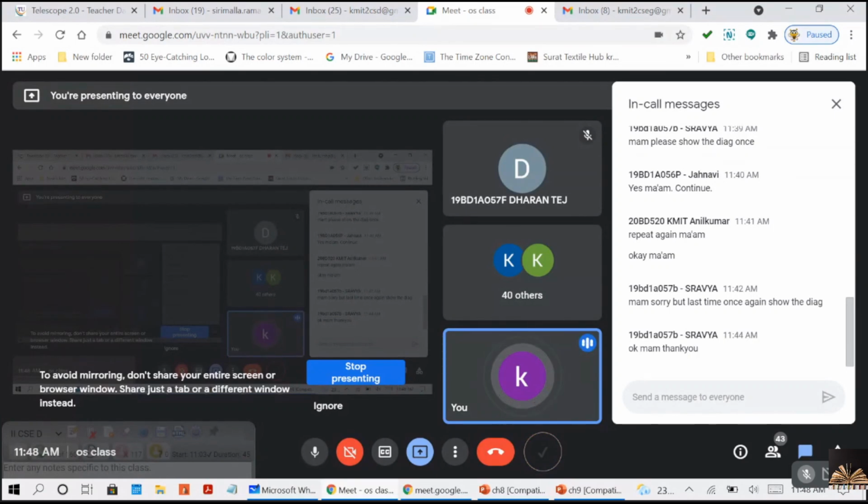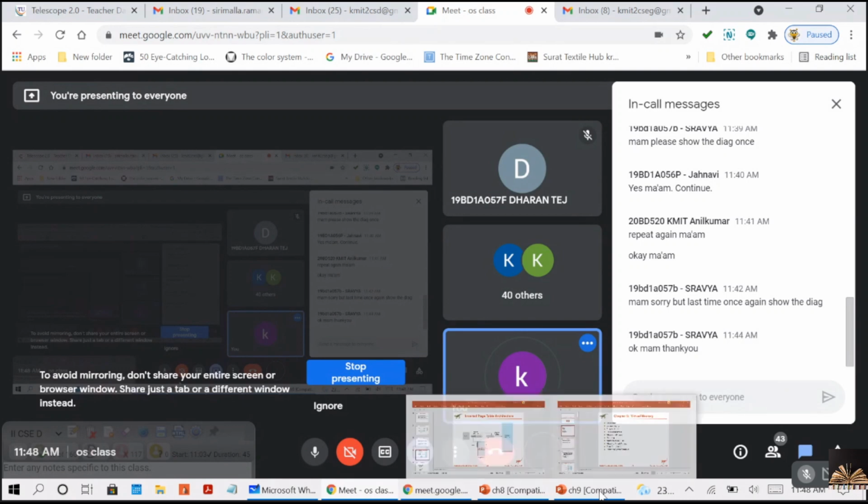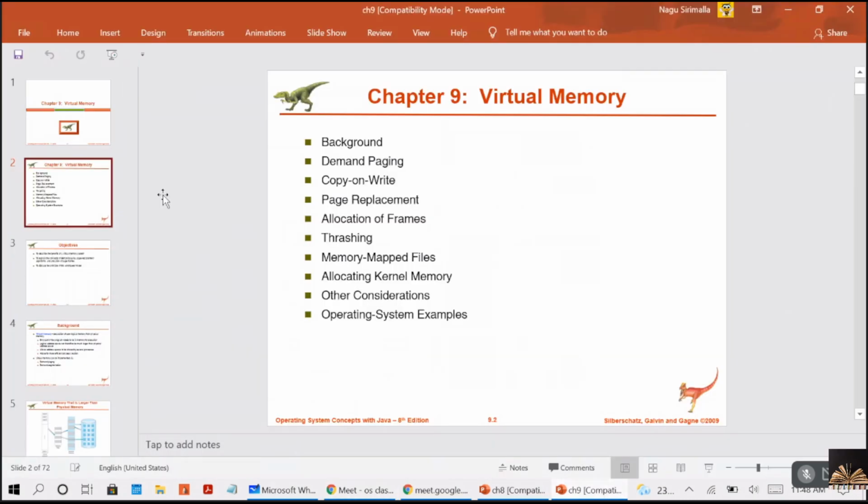So this virtual memory concept, how it can be implemented is by having the large logical address space, that I will show you now. Yes, so here we may concentrate on this demand paging, copy on write, and page replacement, right? Allocation of frames we will see. The remaining things we will not be considering. Now coming to this.